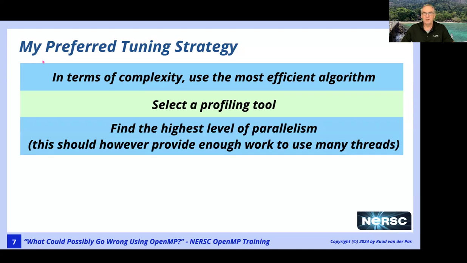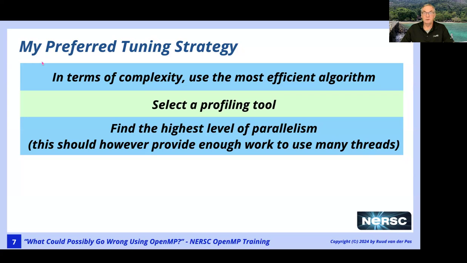Then find the highest level of parallelism. But there should be enough work to use many threads. What do I mean with that? Well, let's say you're working on a 3D problem, and you're lucky, and the work on the three dimensions is independent, so you can parallelize over three dimensions. Well, that's nice, but it won't give you a speedup of more than three, no matter how many cores you have access to. So that's probably not a situation you like to be in.